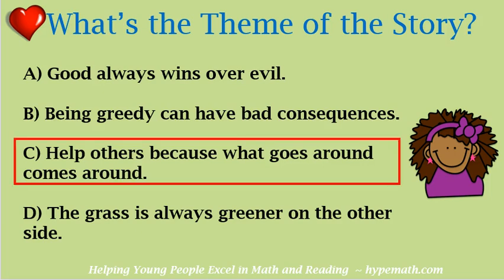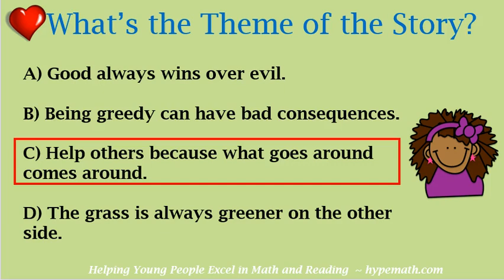If you said C, help others because what goes around comes around, you are absolutely right. So let's just think about what happened in the story. First, the lion was asleep. The mouse was running up and down him, and obviously the lion got bothered, so he was about to eat him, but the mouse pleaded with him, "No, sir, please, please, please, don't eat me. You never know. I can maybe help you someday." This tickled the lion. He let him go.